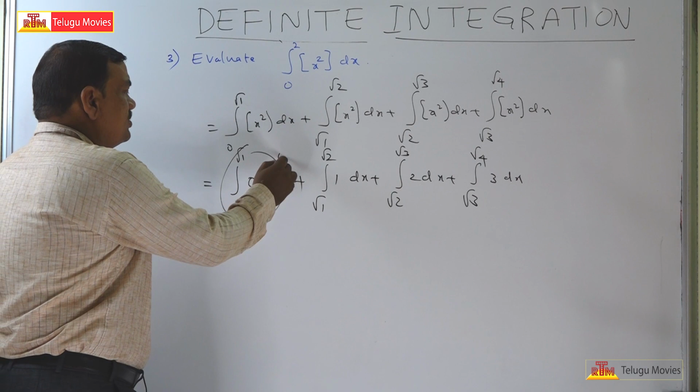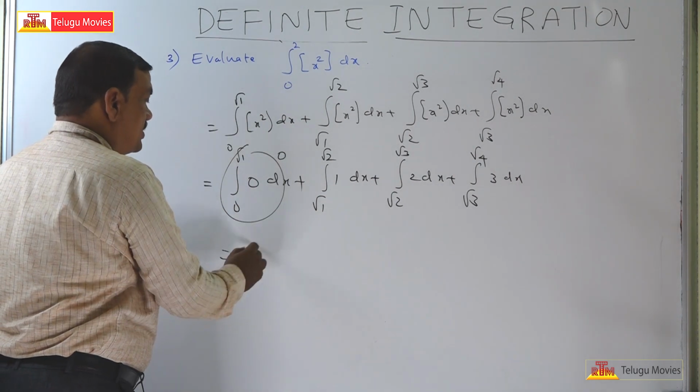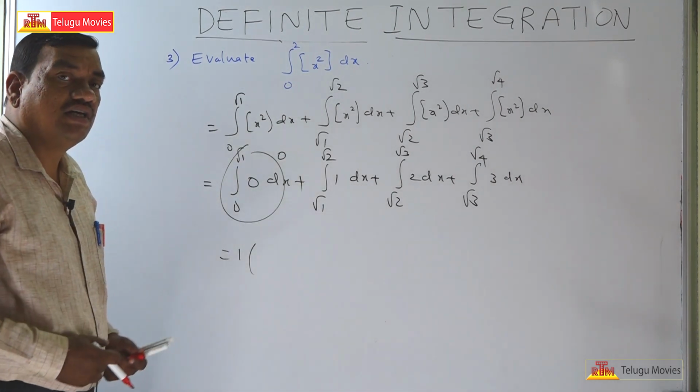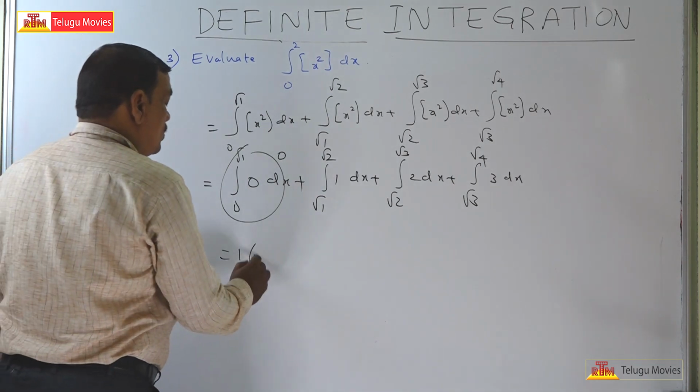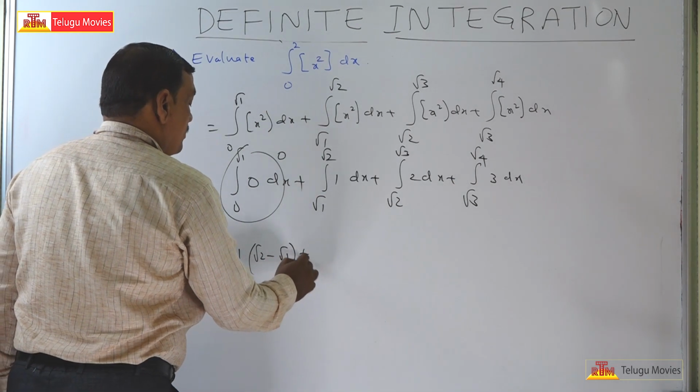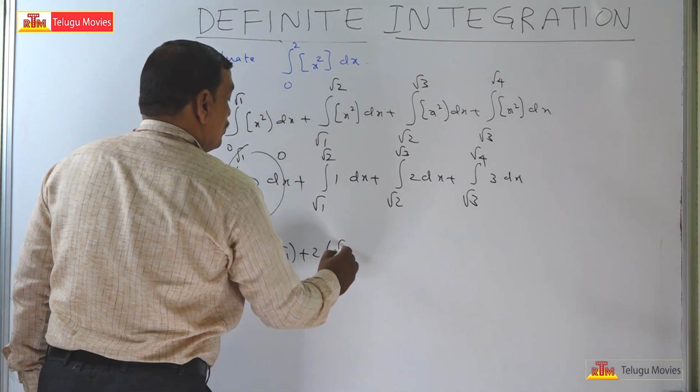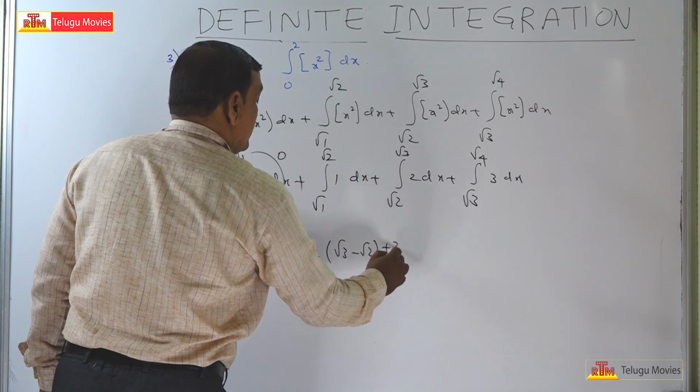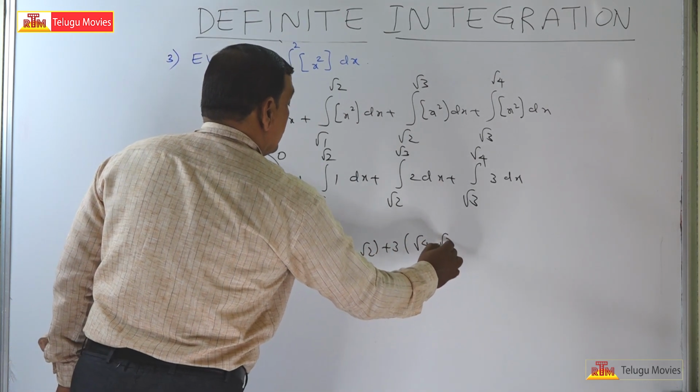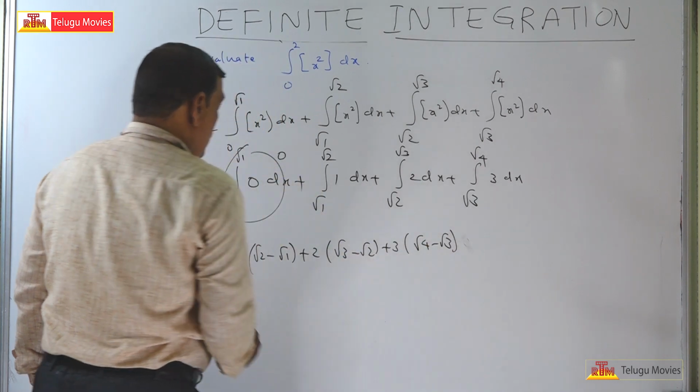So this value is 0. Forget about this. Take 1 outside. Here 1 will be there, and the integral of 1 is x. So root 2 minus root 1, plus 2 taken common outside, root 3 minus root 2, and 3 common outside, root 4 minus root 3. So this is your final answer.